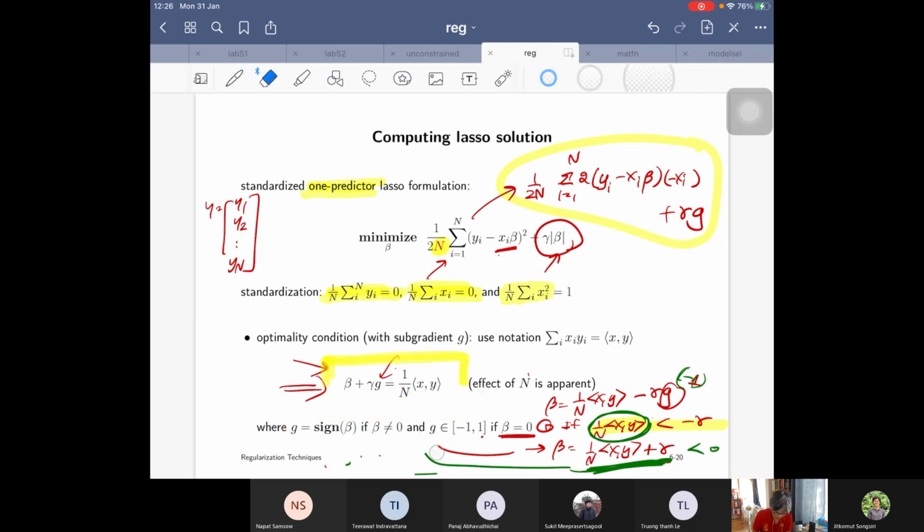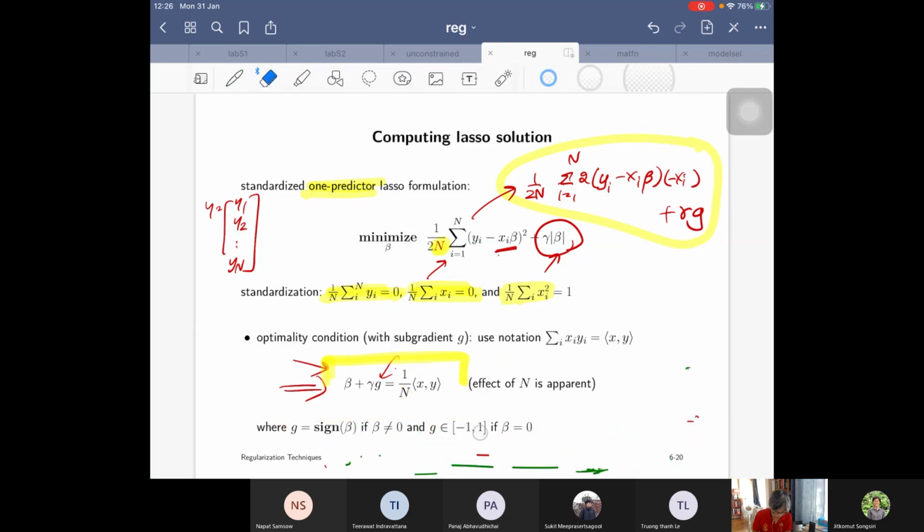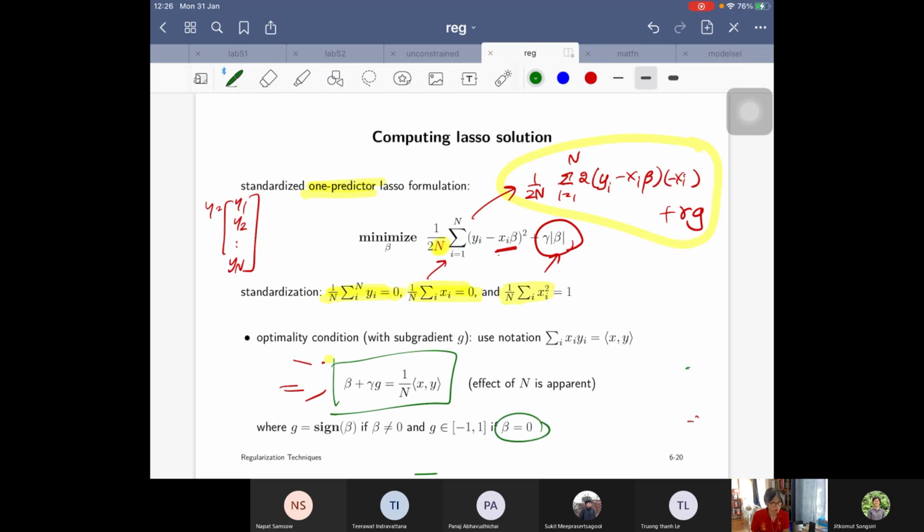Is less than gamma. What do we have? In order for these to hold, beta would be 0, right? Because when beta is 0, gamma g equals 1 over n inner product between x and y. All right? When beta is 0, optimality condition suggests this, right?